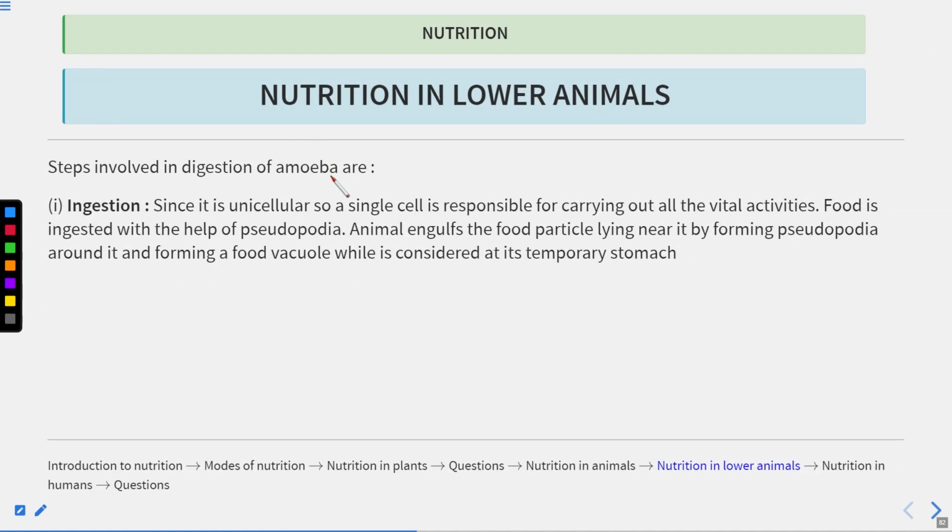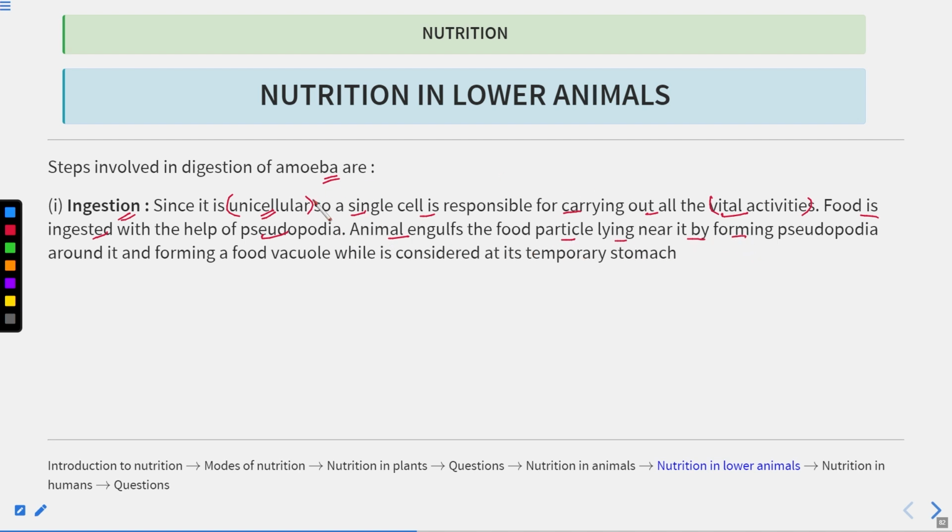Now, what are the steps involved in digestion in amoeba? First is the ingestion. Since the amoeba is unicellular, a single cell is responsible for carrying out all the vital activities. This is very unique. They are made up of a single cell, and that single cell carries out all the activities involved in the lifespan of the organism. Now, food is ingested with the help of pseudopodia. The animal engulfs the food particles lying near it by forming pseudopodia.